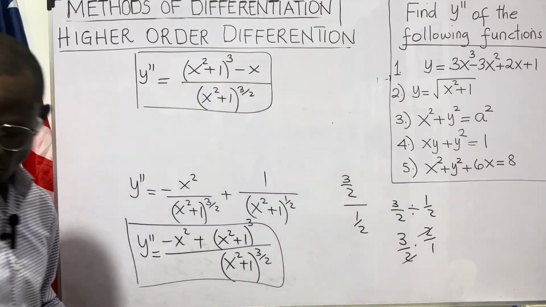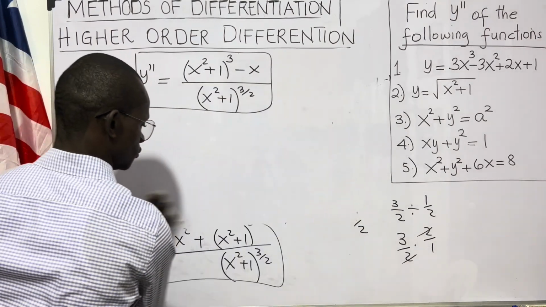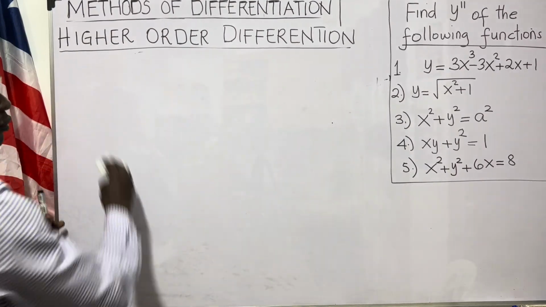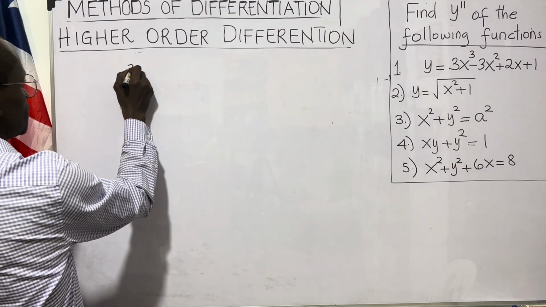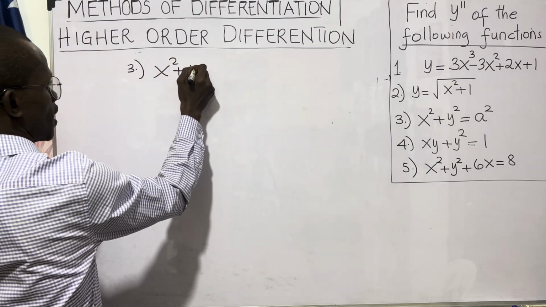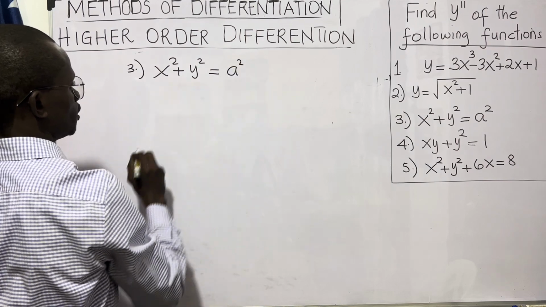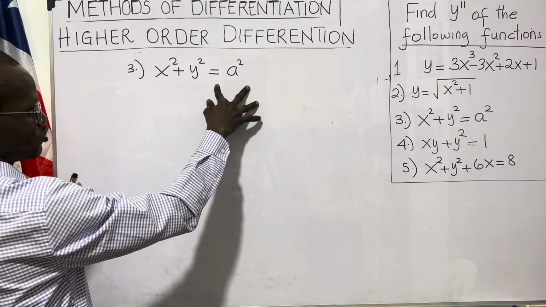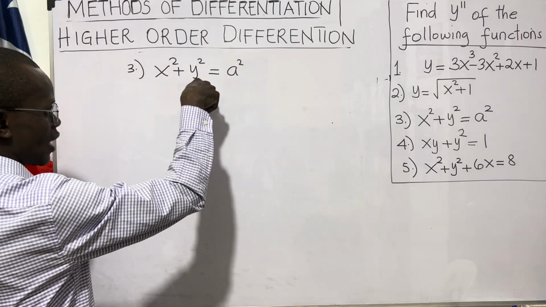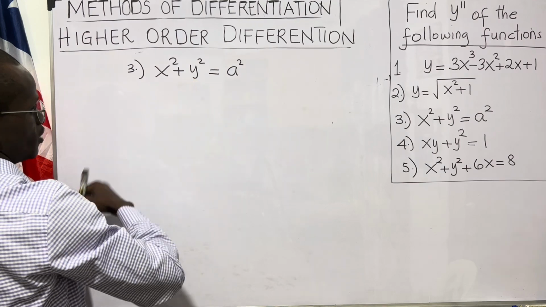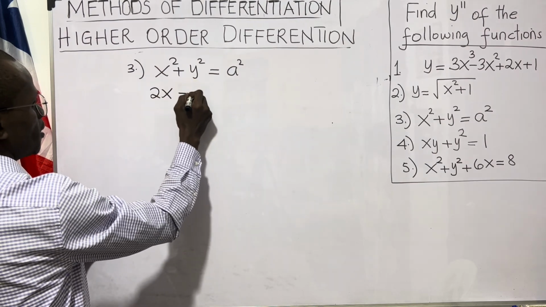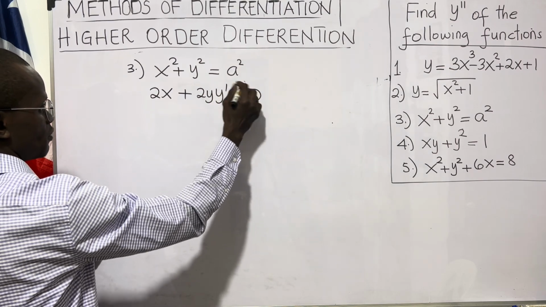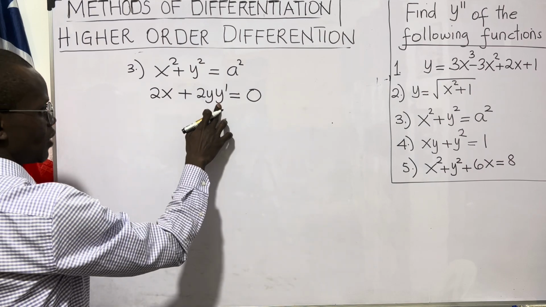Okay, so we do the third problem. The third problem says x squared plus y squared equals a squared. So this is an implicit equation. So whenever we differentiate the function, y is the name of the function, we must attach y prime. So this gives us 2x plus 2y. Then we attach y prime. Derivative of this one now is just 0. This is a constant. So we solve for y prime.